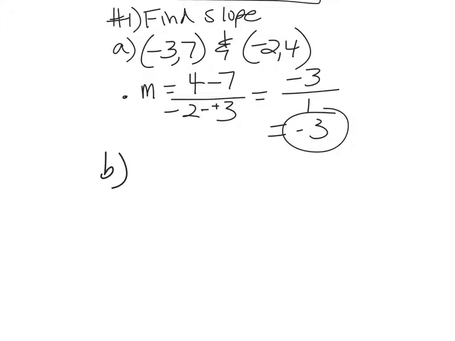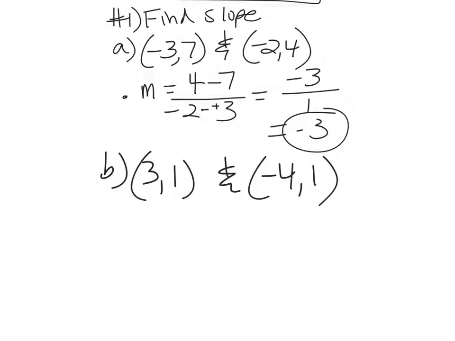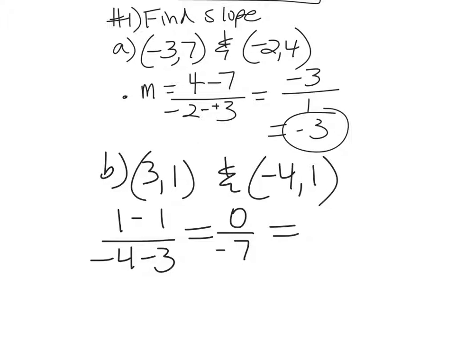B. Given 2 points. Here we go. 3, 1 and -4, 1. All right, so let's go ahead and subtract the y's over the x's. So we're going to do 1 minus 1 over -4 minus 3. And we get 0 over -7, and that's okay. You're allowed to have 0 in the numerator of a fraction. That's just equal to 0. So the slope is 0. It's like a flat line.